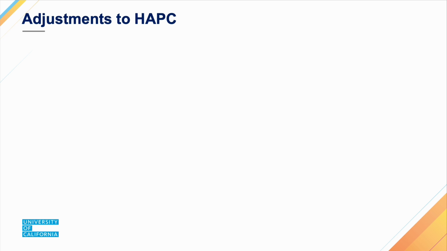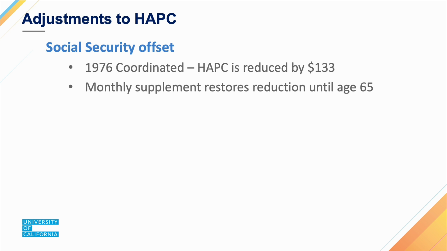Now, there are additional adjustments that may apply to your HAPC. If you're a 1976 tier member coordinated with Social Security, your HAPC will be reduced by $133. And this is to account for both yours and the university's contribution to Social Security. This will reduce your benefits slightly, but if you choose a monthly retirement income and are under age 65 at the time of retirement, you'll receive a temporary Social Security supplement to restore the offset until you reach age 65. This offset and supplement apply regardless of when you begin collecting your Social Security income.